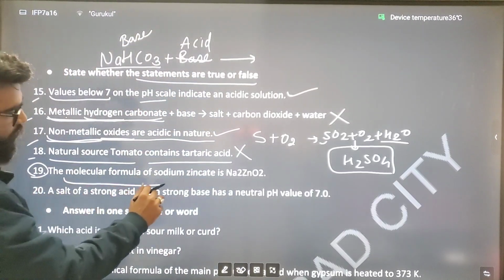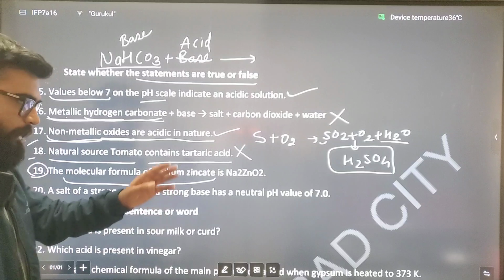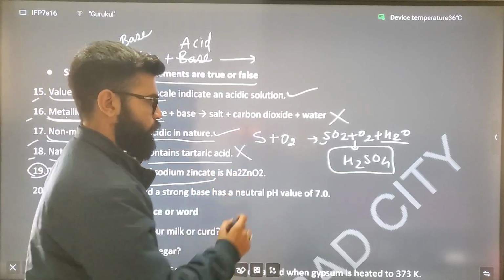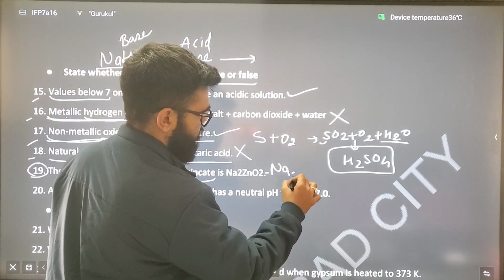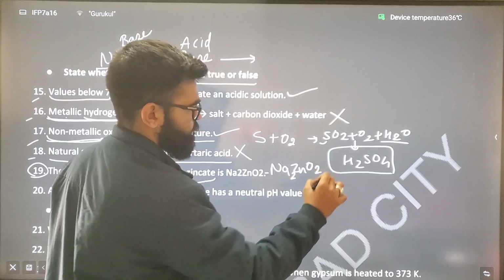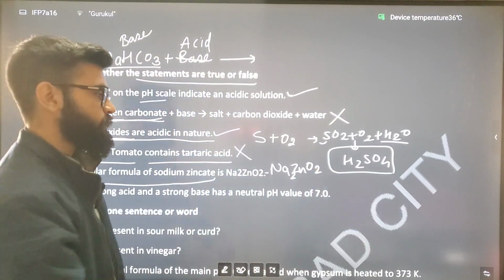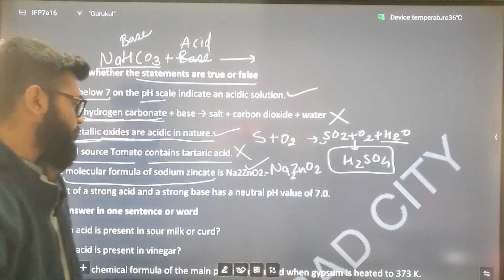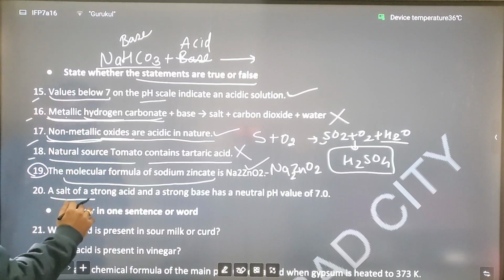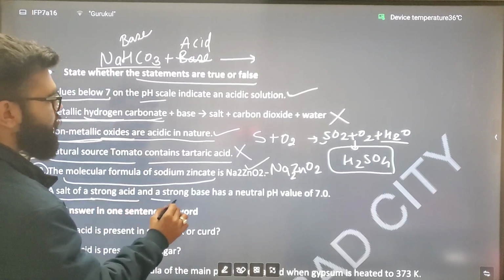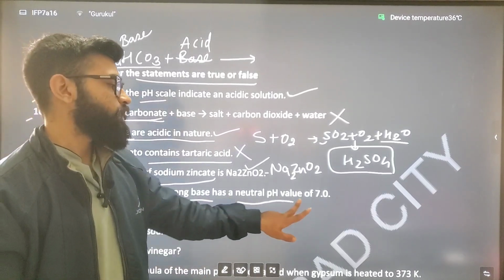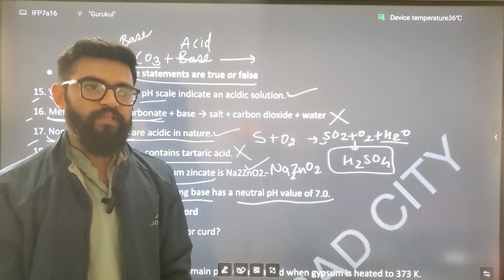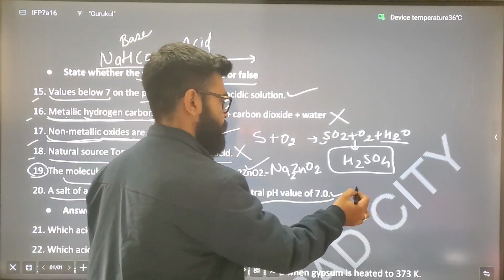Number 19. The molecular formula of sodium zincate is Na2ZnO2. Is it correct? Yes, it is correct. A salt of a strong acid and a strong base has a neutral pH value of 7. The answer is correct. True.